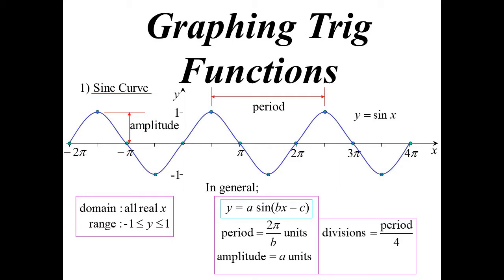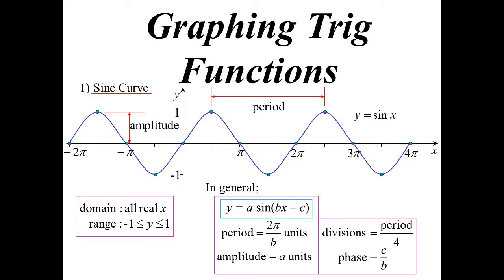If I want to draw my sketch, the other thing I like to find are the divisions. Now, this is just something I do. It's not like it's an official formula or anything. But because I like to draw the boundary values, and in every period for a sine curve, there's 4 boundary values, I divide by the 4. Whatever the period is divided by 4, that's what I'm going to mark the x-axis off as.